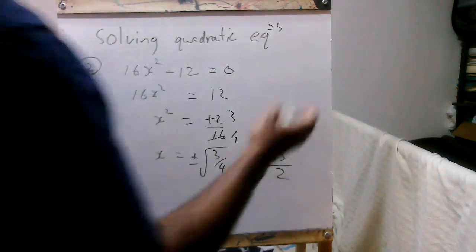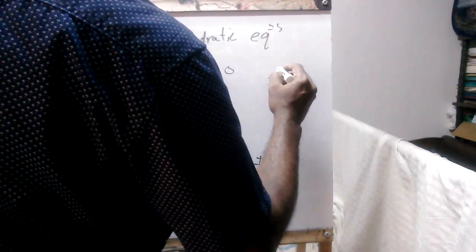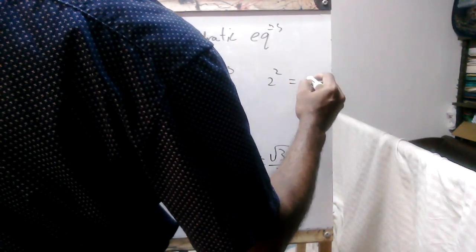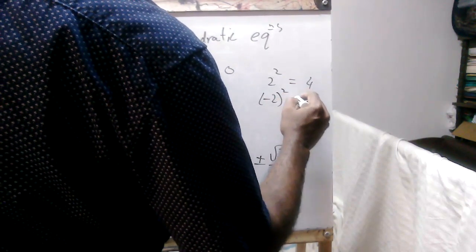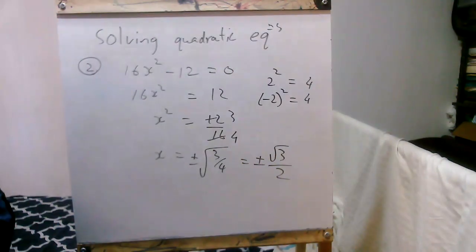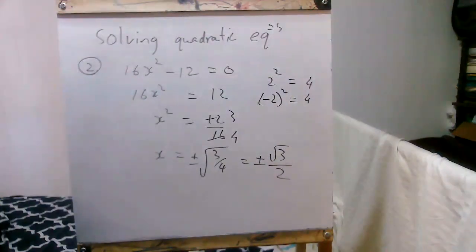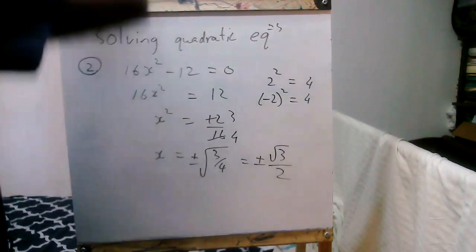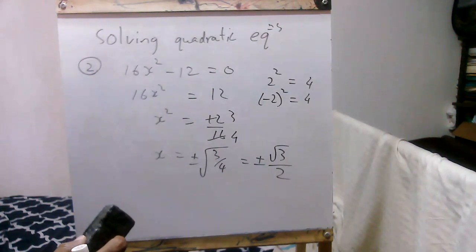Why do we get plus or minus? Because if you square 2, we get 4. If you square negative 2, you still get positive 4. If you square either of these, you get the same number 4. Therefore, the square root of 4 is either positive 2 or it could be negative 2. Right? Okay.